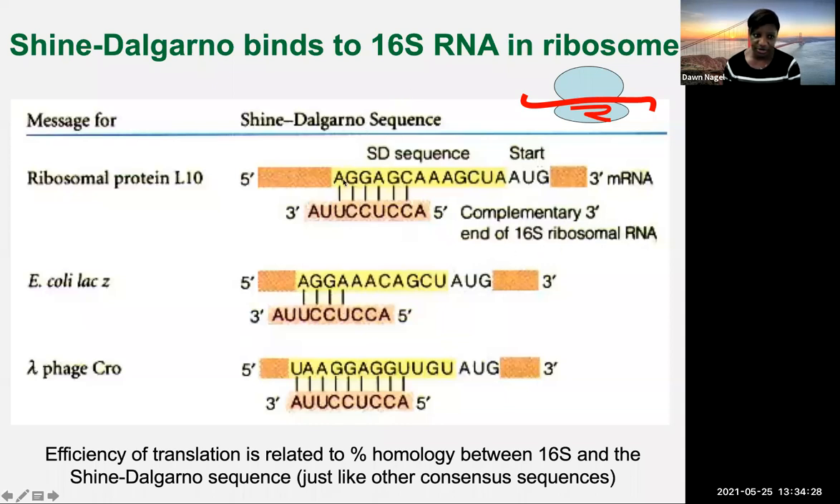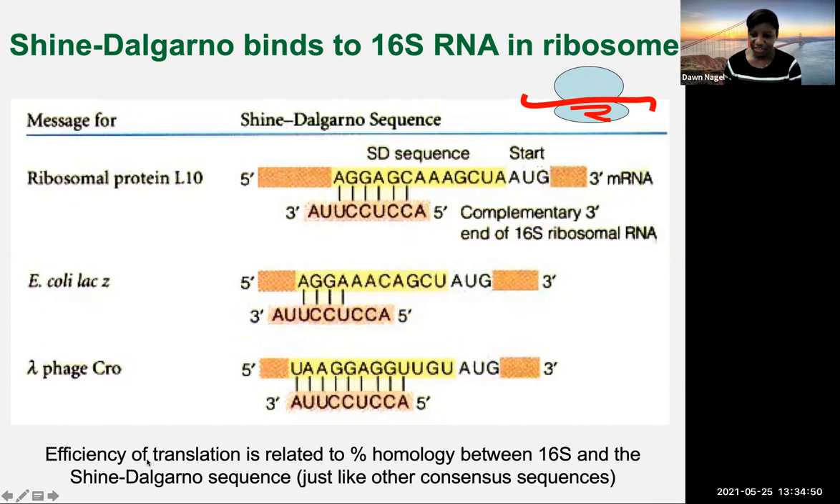So this is your ribosomal RNA. This is your messenger RNA here. These are different messenger RNAs for different genes. And you can see that you have this 3' region that will bind to the Shine-Dalgarno sequence, okay? And that's what actually binds and recognizes that sequence.